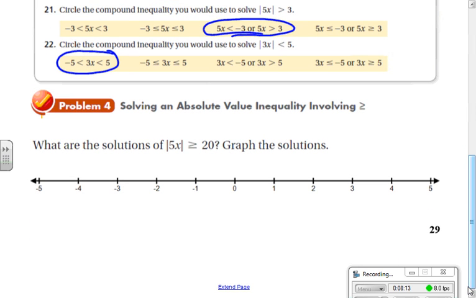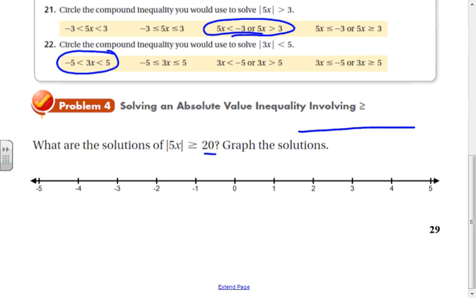All right, so here's the problem. Now we want the solutions to be greater than or equal to 20. Again, to be greater than or equal to 20 units from 0, that puts you either over here or down here. Down here is less than or equal to -20, it could equal here also, according to this. And over here is greater than or equal to 20.